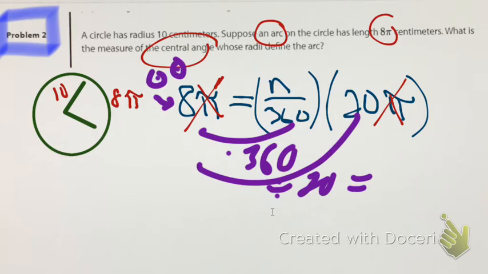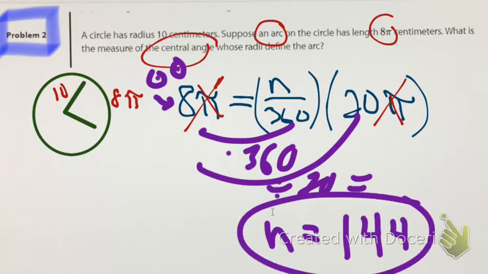Now, just kind of getting the n by itself over there. So let's do this. 8 times 360 divided by 20. I get an angle of 144 degrees. That's what will get me that arc. I can go back and check it. I can say, hey, well, if the radius is 10, I can go 20 times 144 divided by 360, and I get 8 pi. So I can check it that way real quick. But that's where it's at.